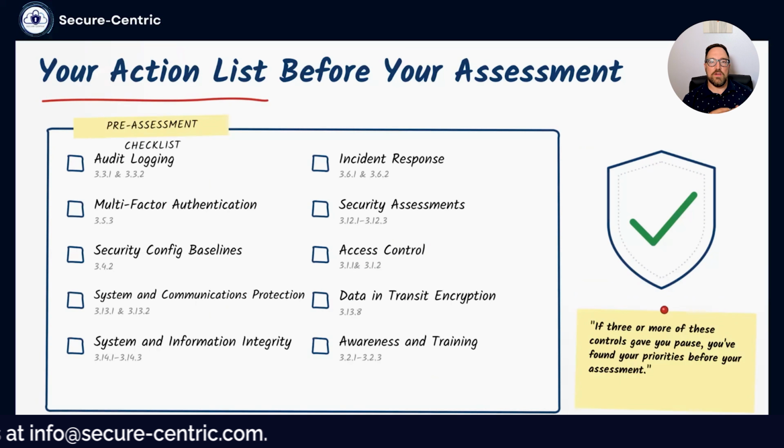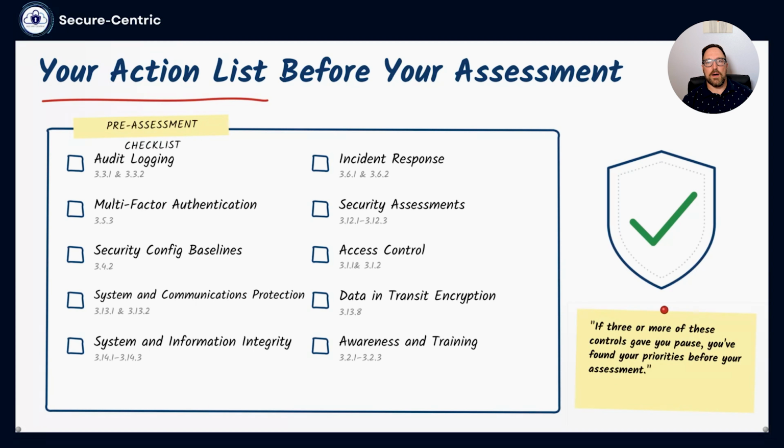So here's a list that you can walk through, right? And if you tick off 8 or 9 of these, you're probably in a great position. If 3 or more of these give you pause or a moment of, do we actually have that? Then there's your action list, right? Start there, fix those, document everything, right? Tie it back to the control, and you're going to be in great shape.